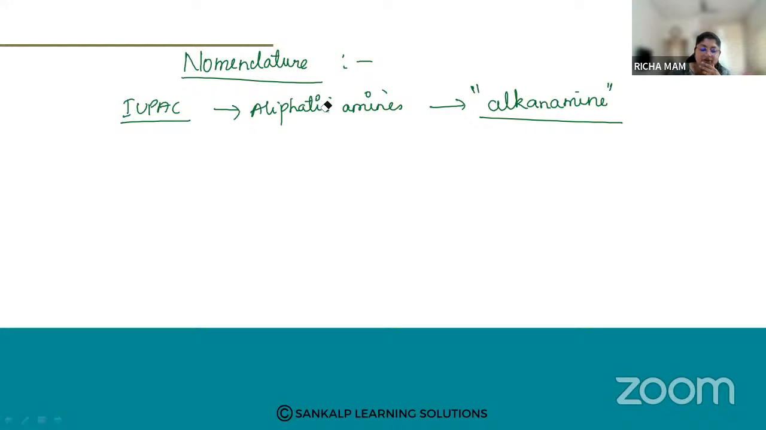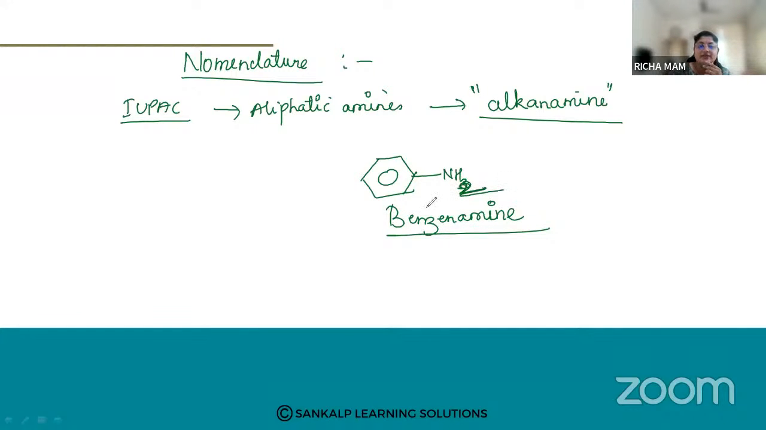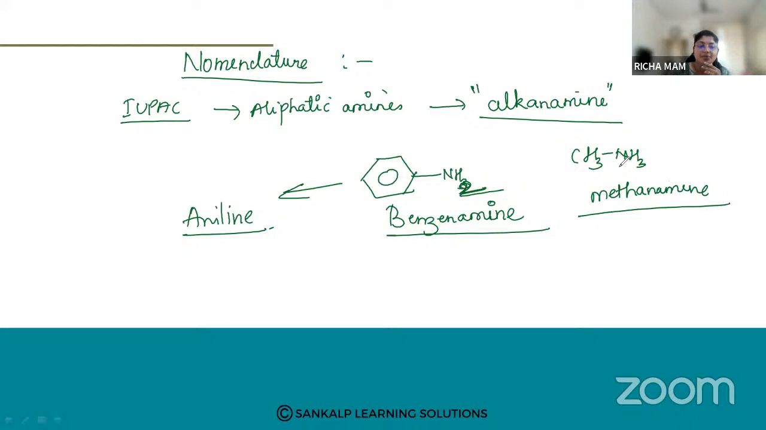Now suppose we have a benzene ring with NH2. What will be the name? It will be benzenamine, where the E is replaced by AMINE. The common name is aniline. Here, CH3NH2 is methanamine. This is the IUPAC name.